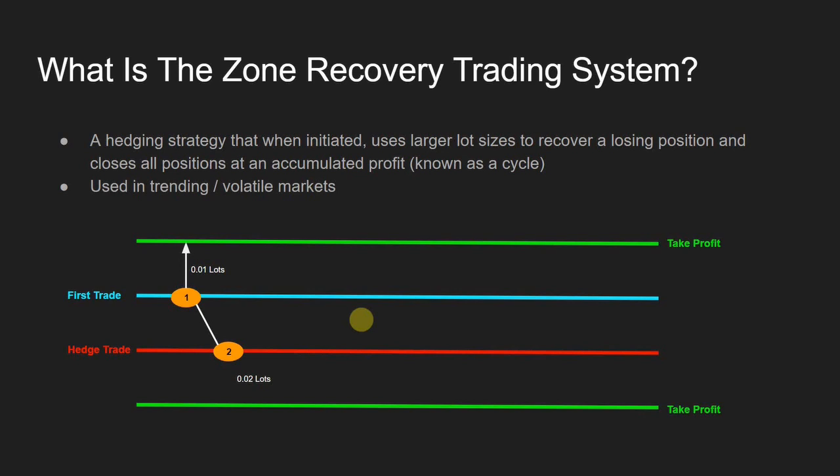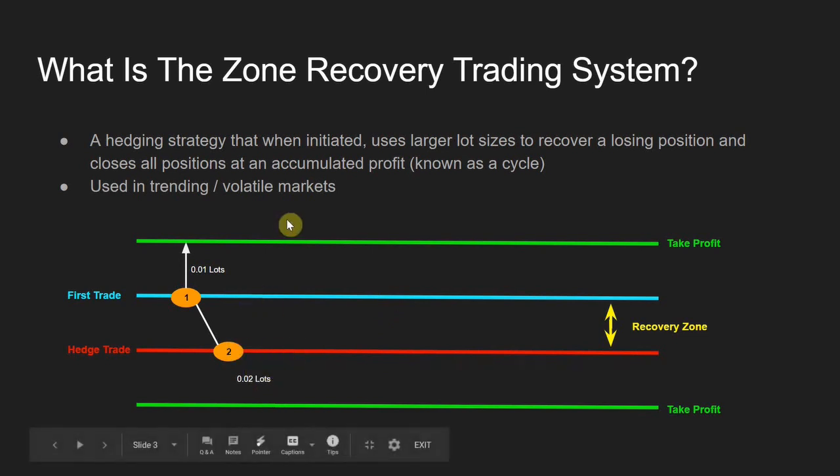What we've now created is what they call the recovery zone, or the recovery window, or the recovery box. This element here has a 10-point gap between it, and what we want is for price to break out of either one of these two sides. Again, if we follow the logic, there are two things that can happen here.